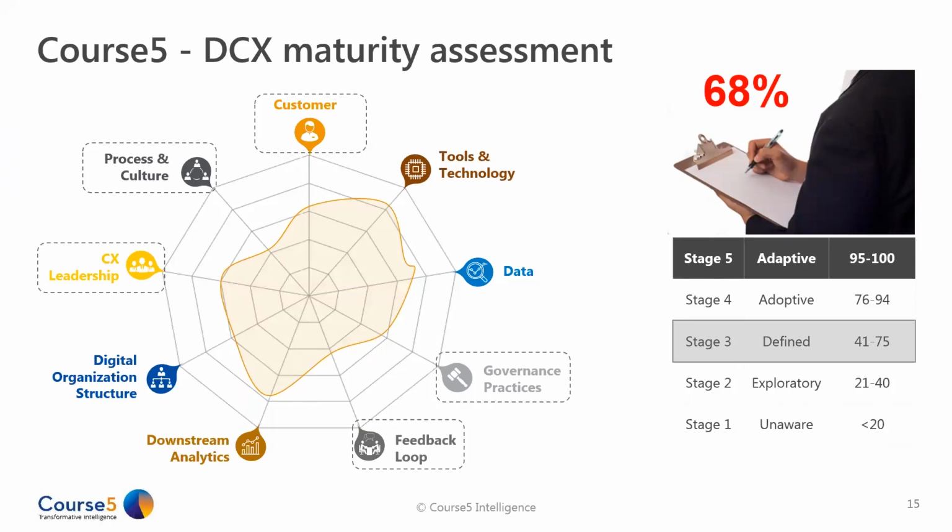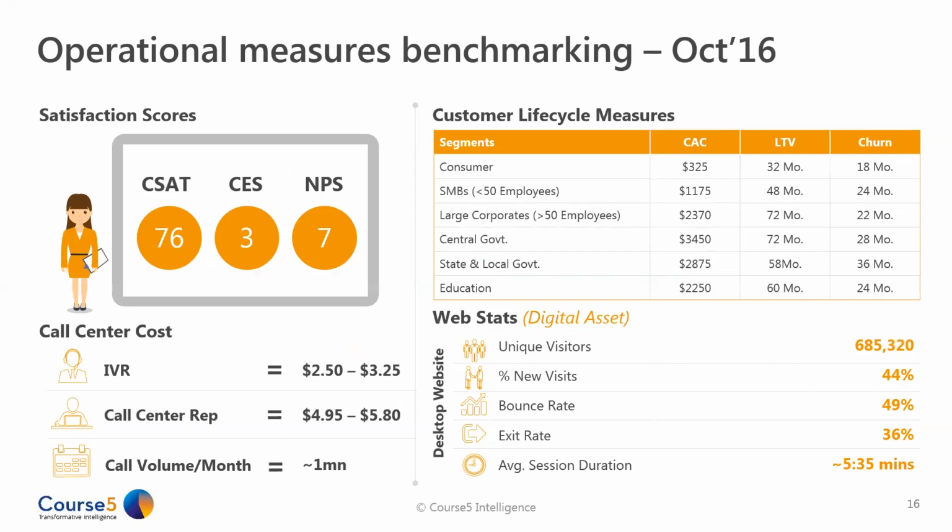And as you can see, this organization got a rating of 68%. Okay. Now, apart from that, the more important thing is benchmarking. Where do they stand right now? So at the beginning of our relation with them, we looked at their 6 core segments.